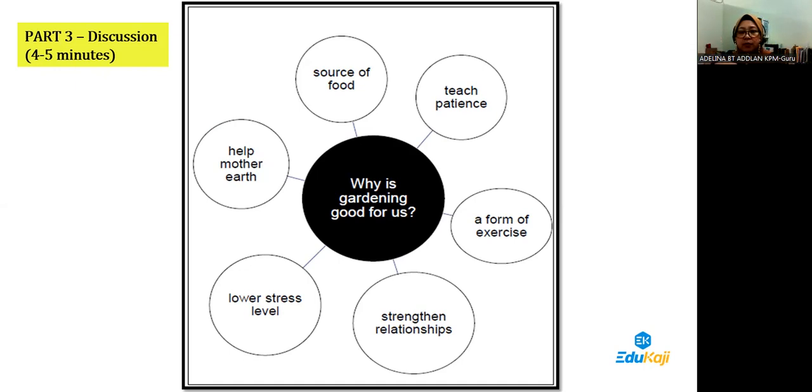Lower stress level. I think there was research done by scientists saying that looking at green things actually helps to lower your stress level. When you look at plants, when you look at the things that you have planted, when it bears fruit, when it bears vegetables, you might lower your stress level because you feel happy.